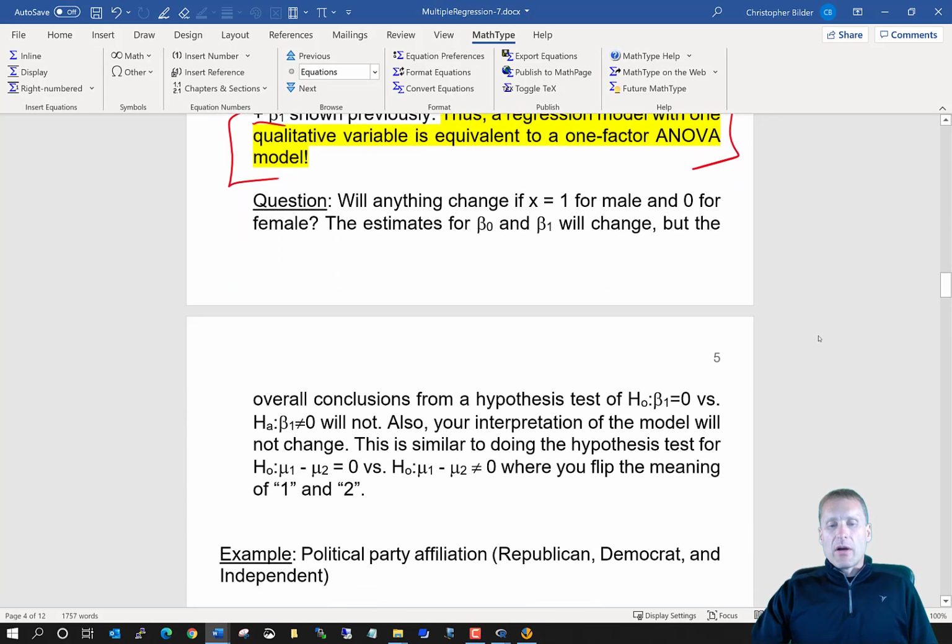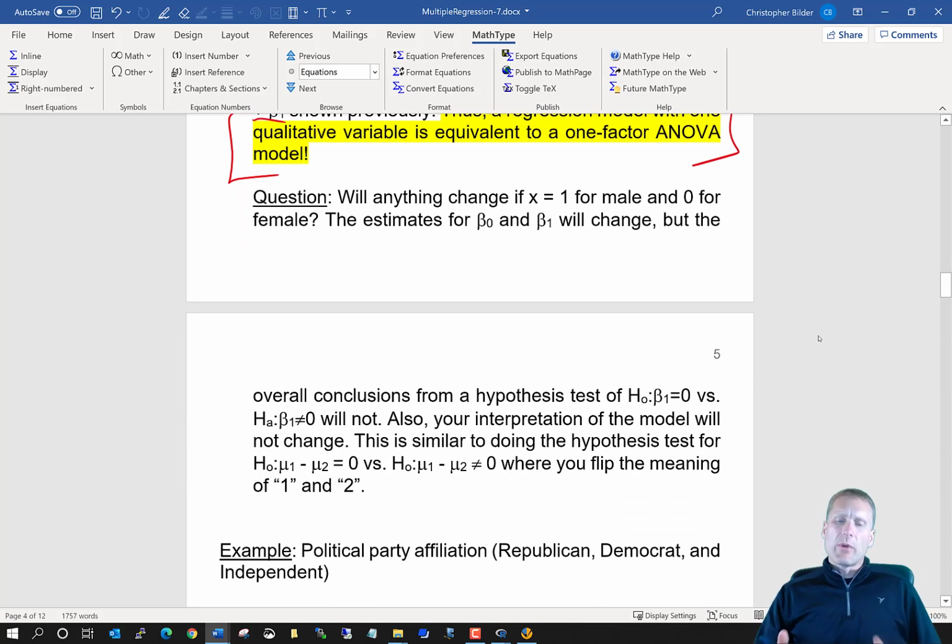Now you might be wondering, will anything change with my regression model if I set x equal to 1 for male now and 0 for female? Will anything change with it? Well, your estimates for beta 0 and beta 1 will change, but in terms of the inferences that you make, they will not change at all. And so that's obviously a good thing to have.